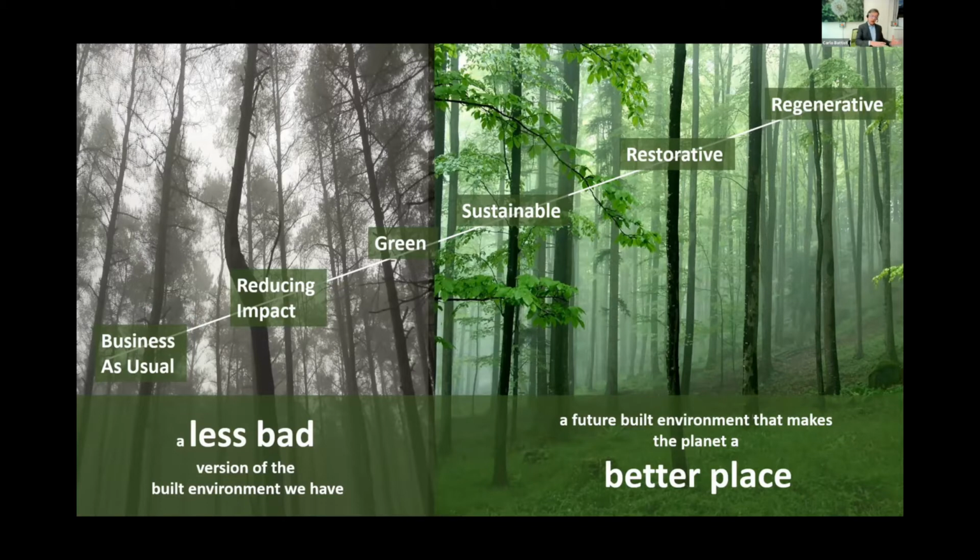So basically, starting from a business as usual situation, a less bad scenario, going towards a more restorative, a more regenerative environment, in other terms, trying to do more good for the built environment. So this is basically the idea. Are we able to conceive the built environment in a totally different way?